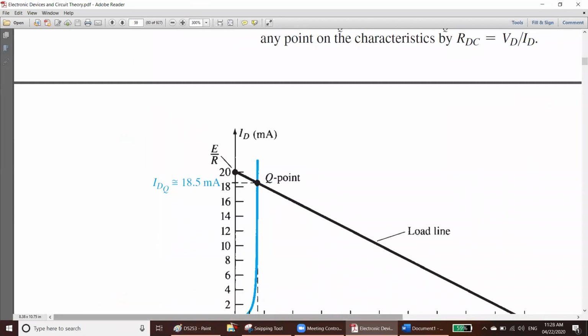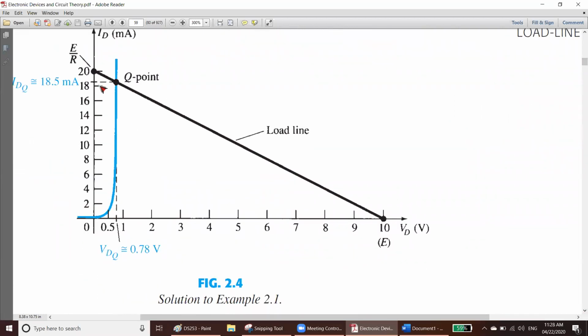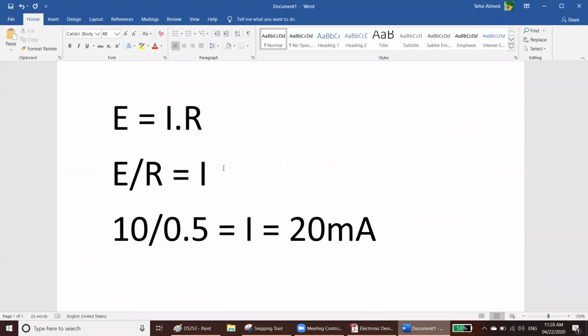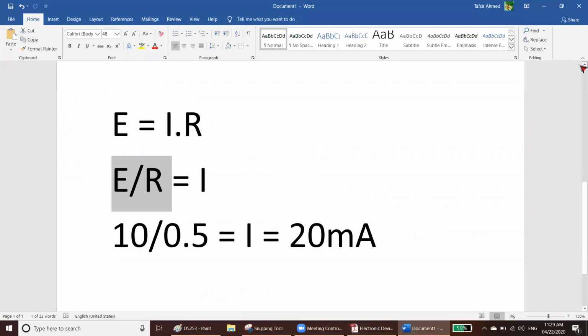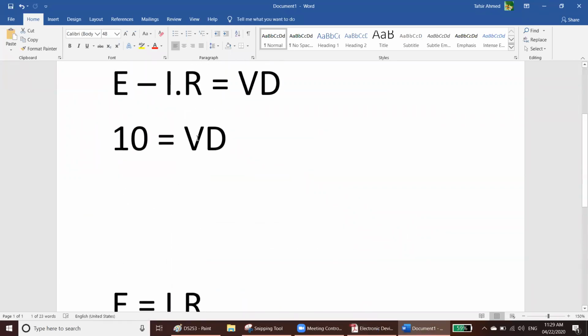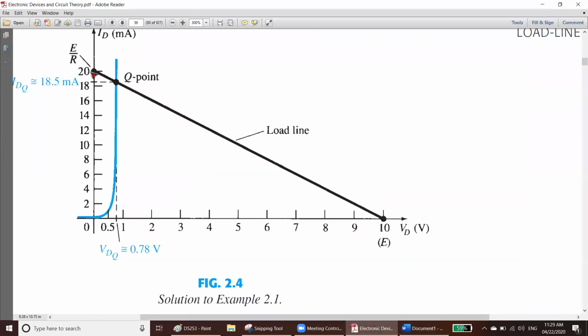So what you should do? You should find 2 points. One is E divided by R. Here you can see it is already there. E divided by R. Can you see that? That is your ID. And that is VD. VD is equal to E. From where did we get that? Above equation. See? VD is equal to E. E is 10. VD is equal to E. And your ID is equal to E divided by R. Those are your two equations that give you 2 points.